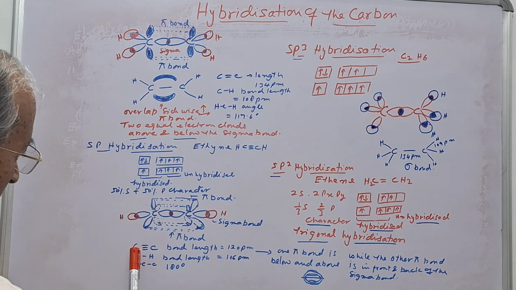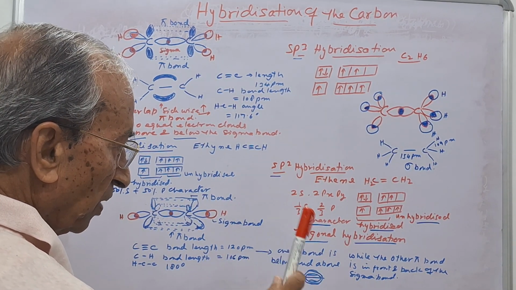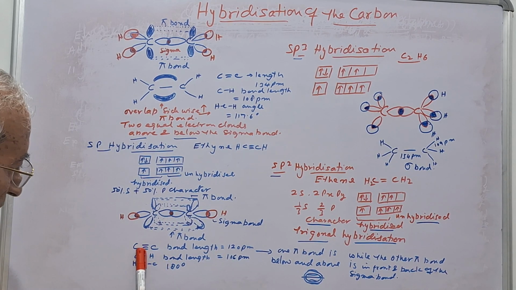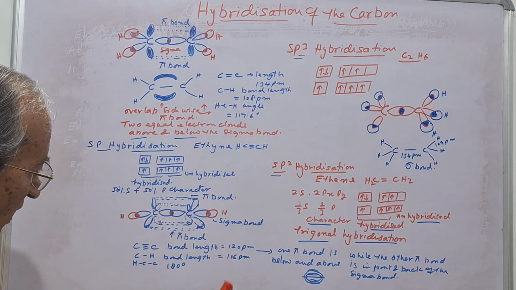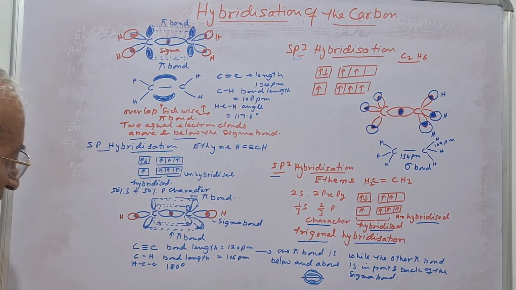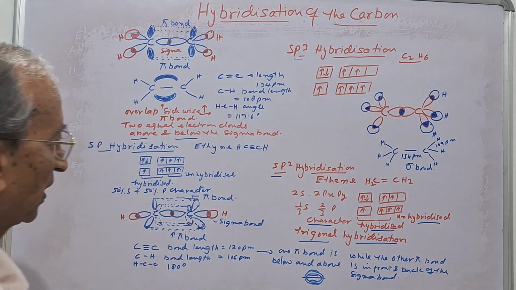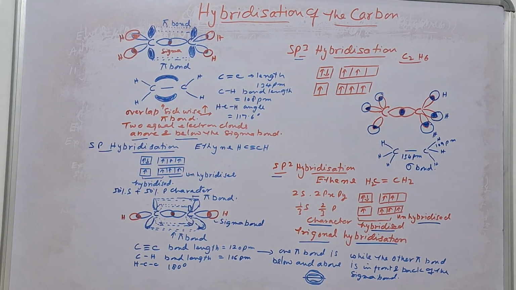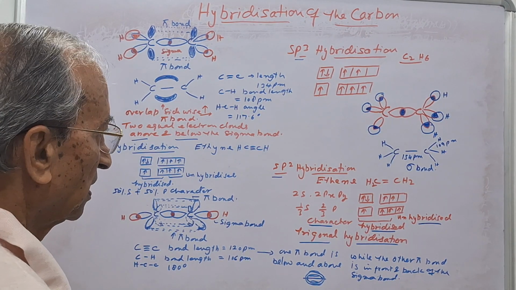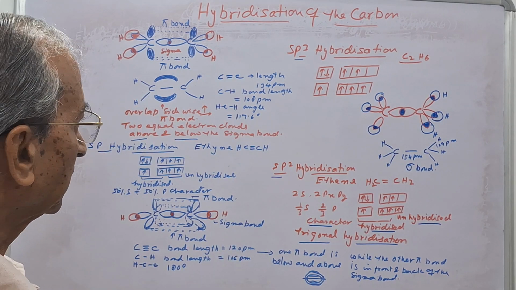Here, three bonds are formed, that is the carbon-carbon triple bond, where one is sigma and two are pi bonds. So here the carbon-carbon bond length is 120 picometer, the carbon-hydrogen bond length is 106 picometer, and the hydrogen-carbon-carbon angle is 180 degrees. So this is all about how the hybridization takes place in the case of unsaturated hydrocarbons. I think it is clear to you.